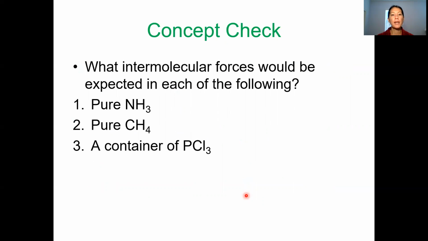Okay, let's practice here. What intermolecular forces do you expect in each of the following? So pause this and answer these questions. And then I'm going to go over it.